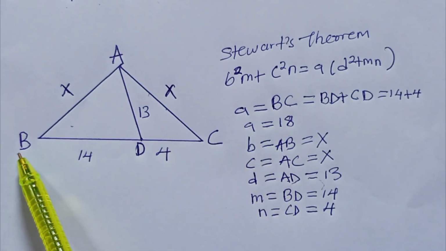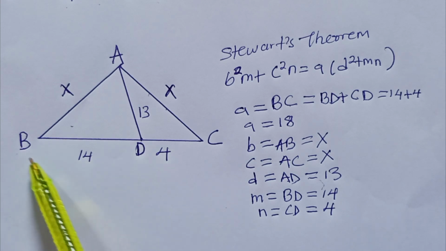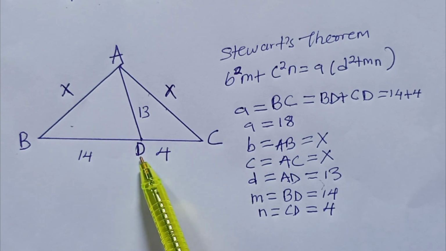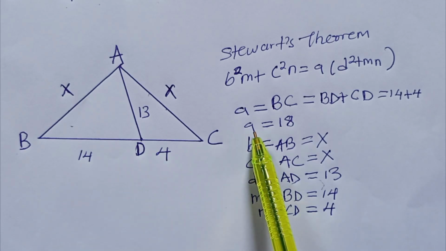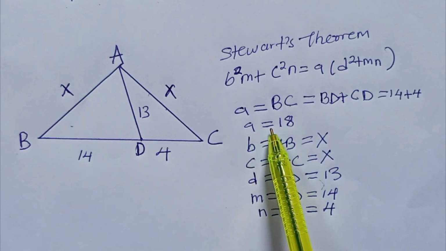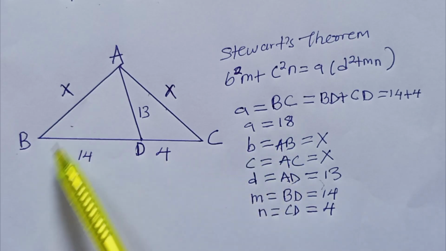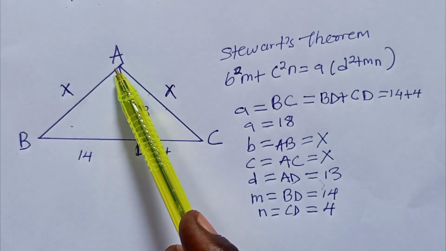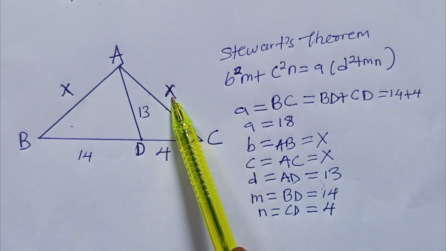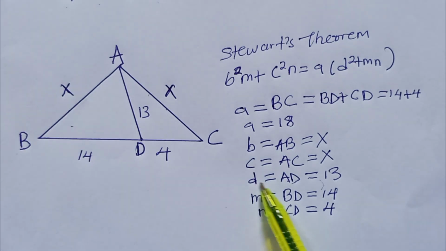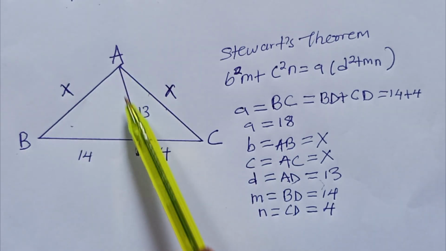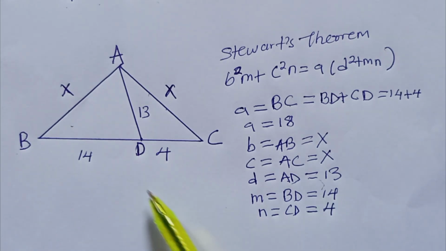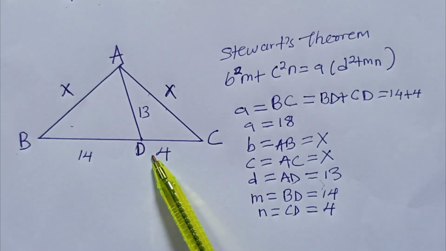What is our a? Our a is the entire base of the triangle, which is BC, and BC is BD plus CD, which is 14 plus 4. That's how we got our a as 18. Then our b is the left side of the triangle, distance AB, which is equal to x. Our c is AC, which is equal to x. Our d is AD, the internal dividing line, which is 13. Then our m is distance BD, which is 14, and our n is CD, which is 4.